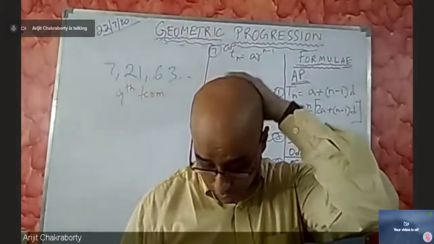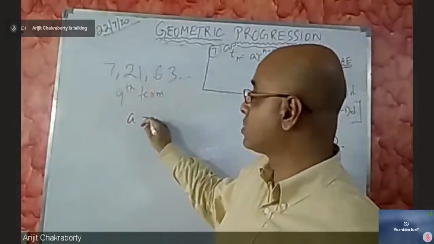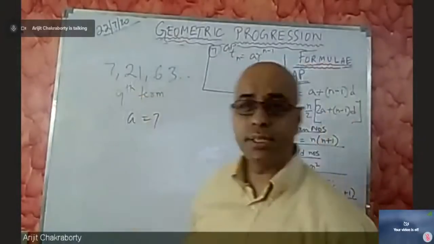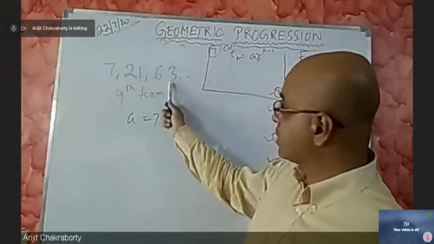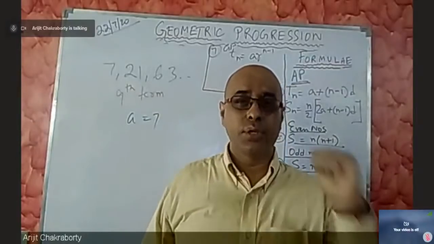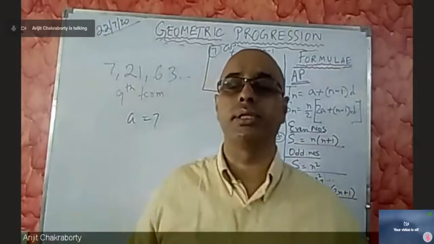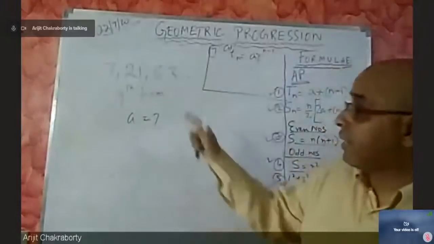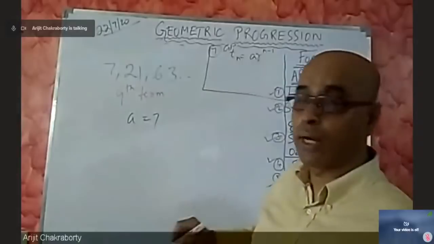So here, let us see what we have. We have A equal to 7, the first term. Is it a GP? Yes, because 21 by 7 is 3, and 63 divided by 21 is also 3. So the common ratio is 3, and the common ratio is constant. So it's a GP, and therefore the ninth term will be given by what? You know the formula is A R to the power n minus 1.